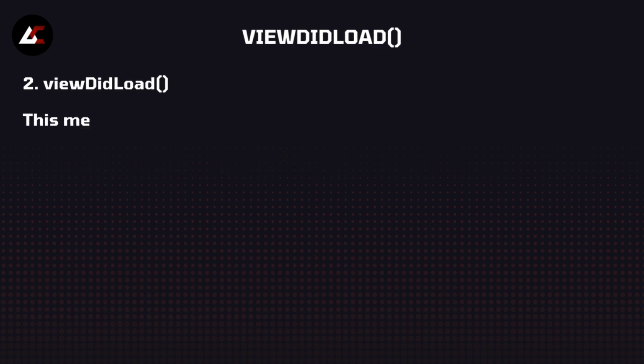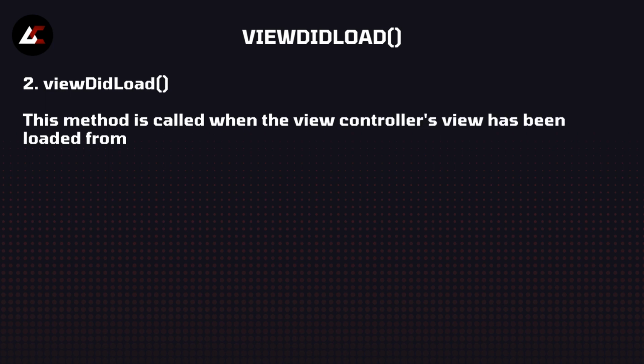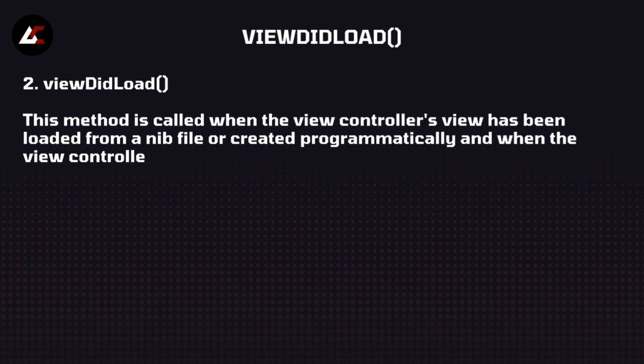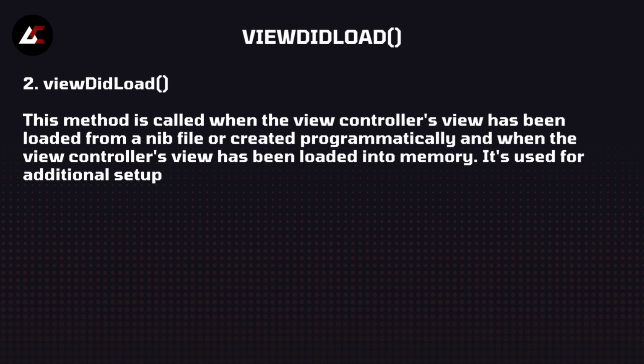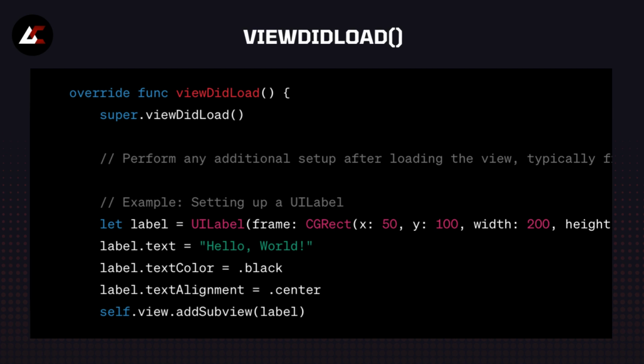Next is viewDidLoad. This method is called when the view controller's view has been loaded from the nib file or created programmatically, and when the view controller's view has been loaded into memory. It is used for additional setup after the view has been loaded. In this method, you can perform tasks such as setting up initial data, configuring UI elements, and performing any setup that needs to happen once the view has been loaded.